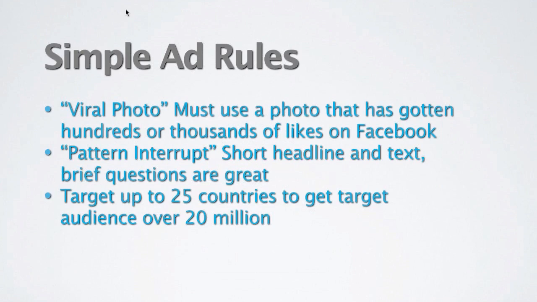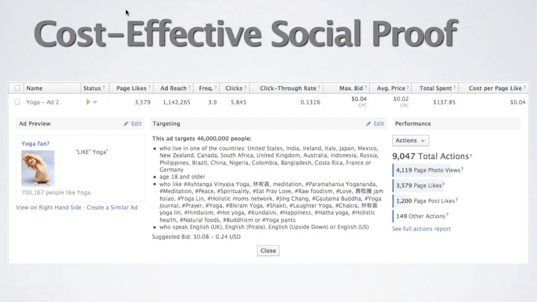So here's an example. Here is one of my converting kitties. So this is getting really cost-effective social proof. So in this ad, you can see the ad on the left. It says yoga fan? And the whole text, all it says is like yoga. That's it. And this is definitely an ad that is a pattern interrupt.